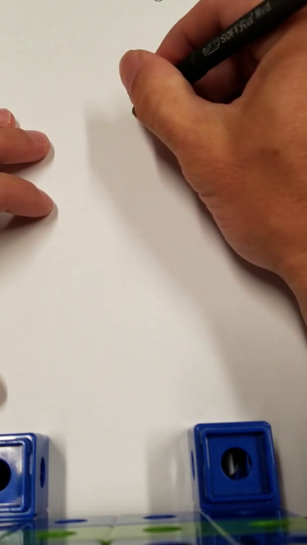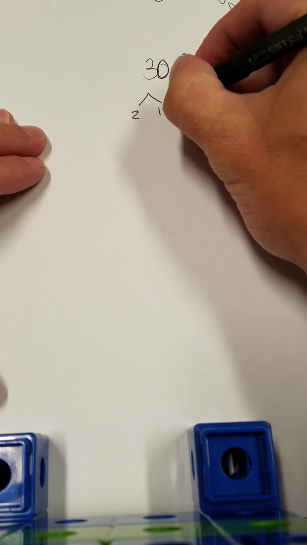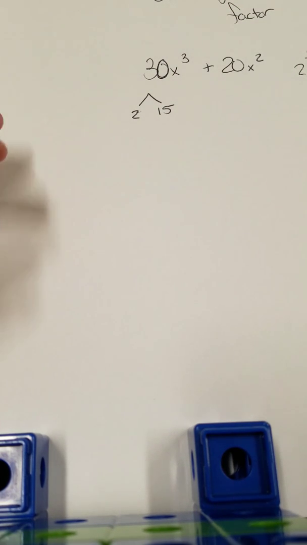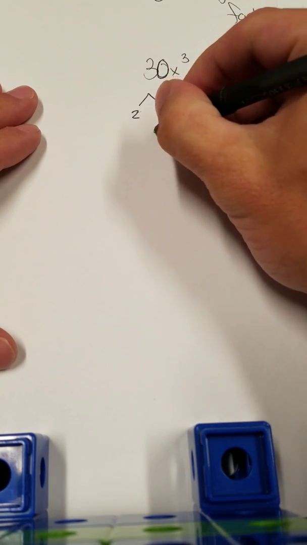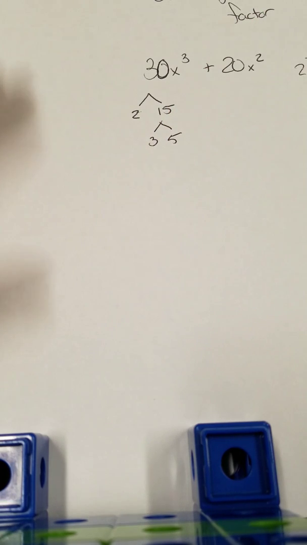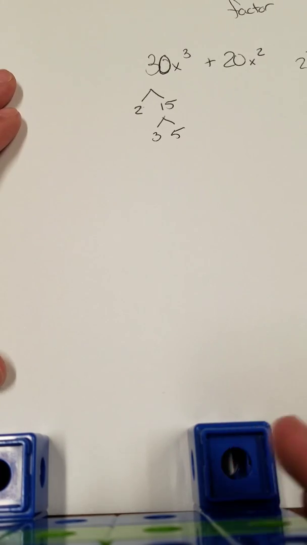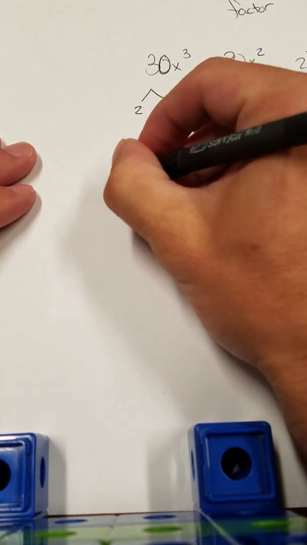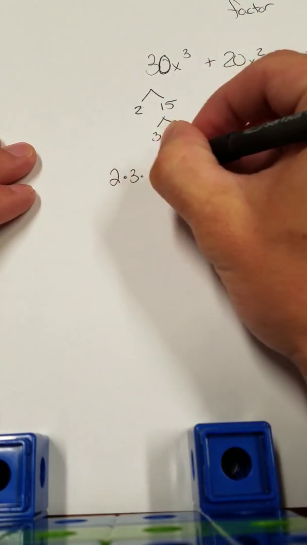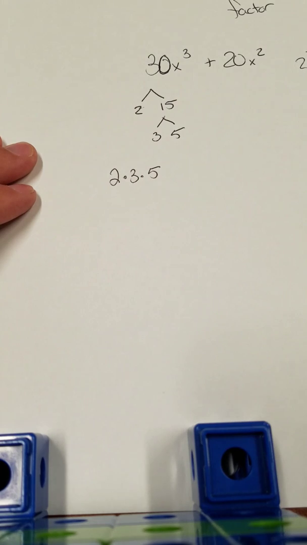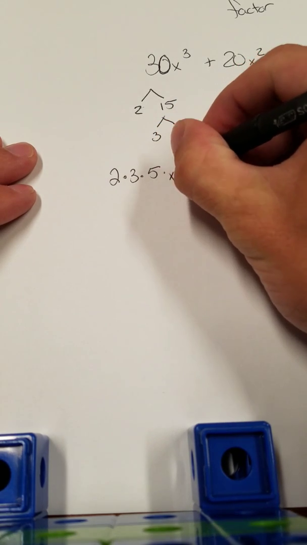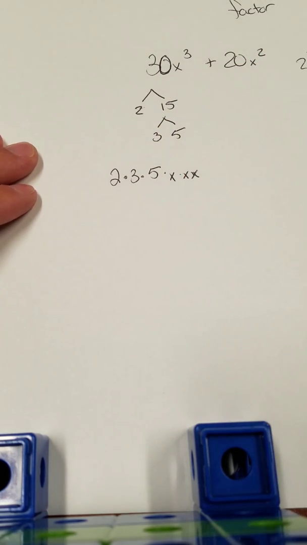So I start with 2s. 2 goes into it 15 times. 2 doesn't go into 15, so I try a 3. Well, that's 3 and 5. And actually, those are prime numbers, so that's as far as I get. So now I need to write it all the way out. So the way I write this out is 2 times 3 times 5, and then x to the third, which means I have 3 x's out here being multiplied.